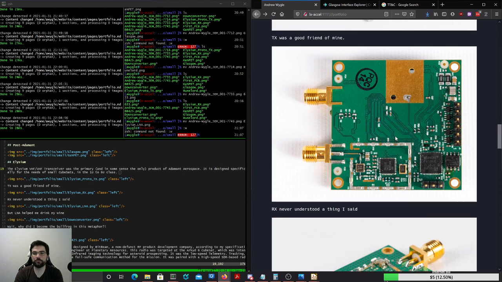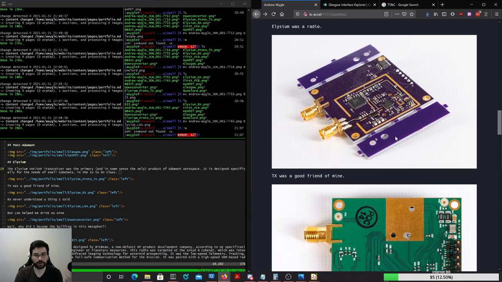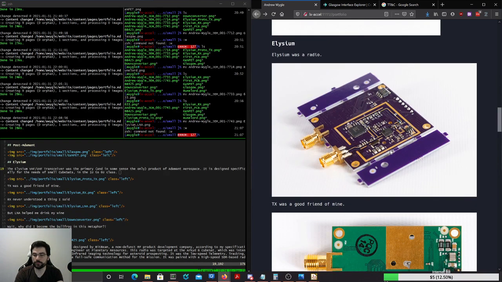Yeah, so just a quick overview, because I'm trying to write it down and failing, so saying it out loud will help with that too. This is the Elysium radio, which I designed at Adamant Aerospace, which is the company that I ran into the ground.